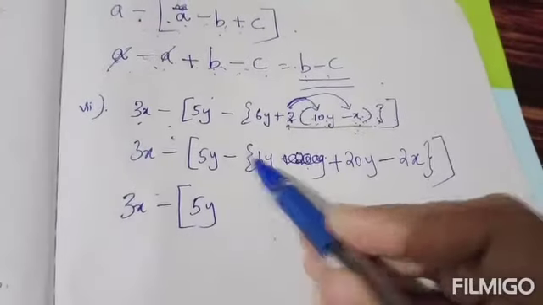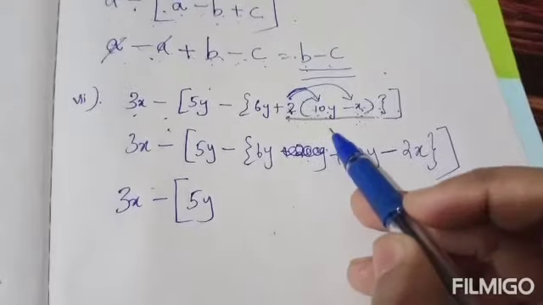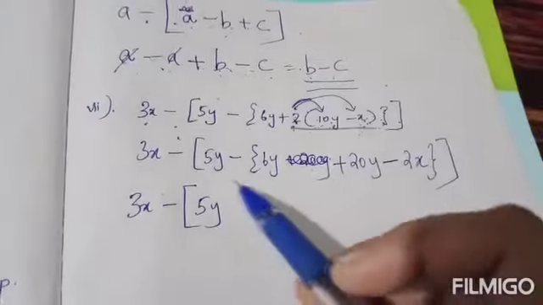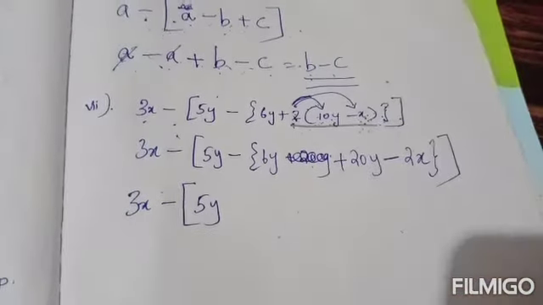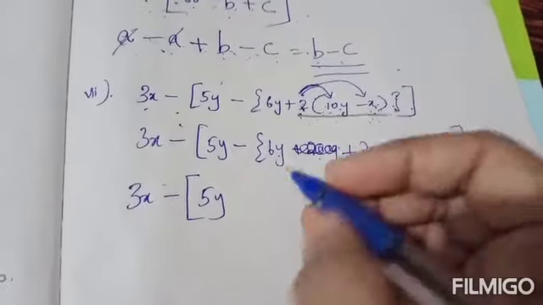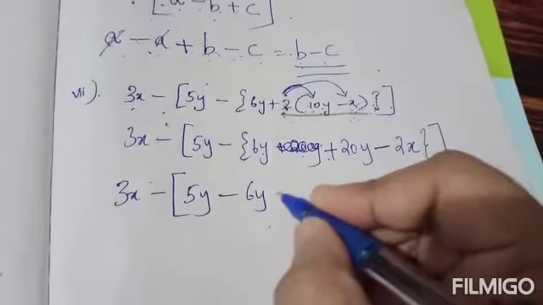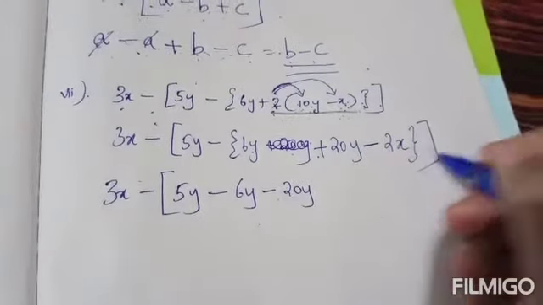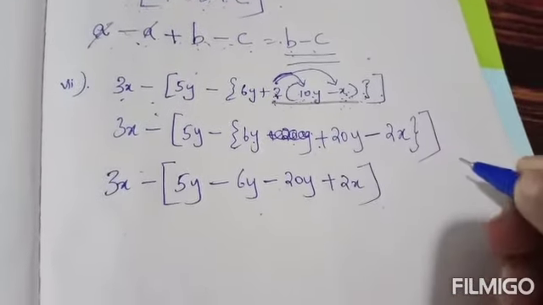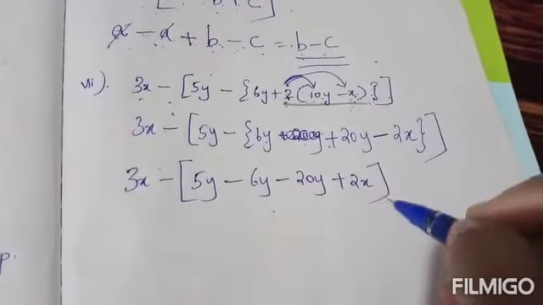So before that bracket a minus sign is coming. So what to do? Change the sign of each term inside the bracket. If there is a minus sign, we need to change the sign of terms. So 6y, that is plus 6y, will change to minus 6y. Plus 20y will change to minus 20y. Minus 2x will change to plus 2x. Now only the square bracket is remaining.